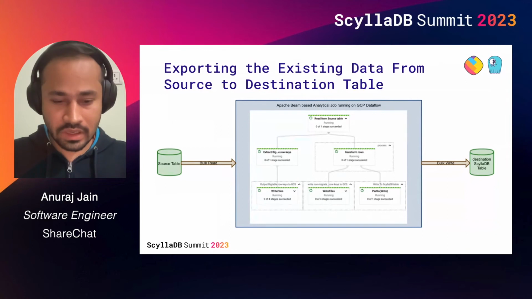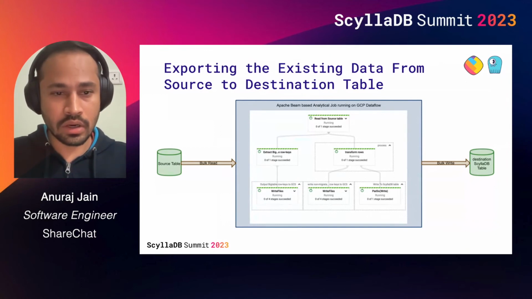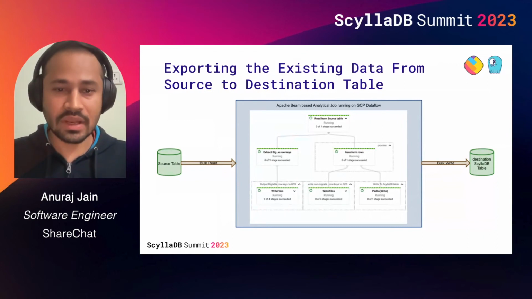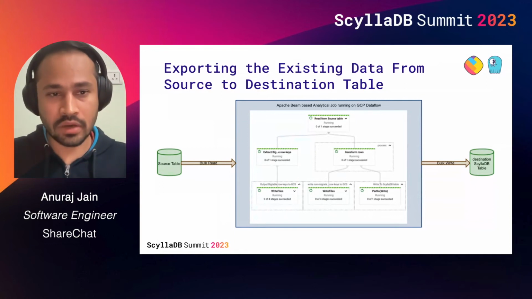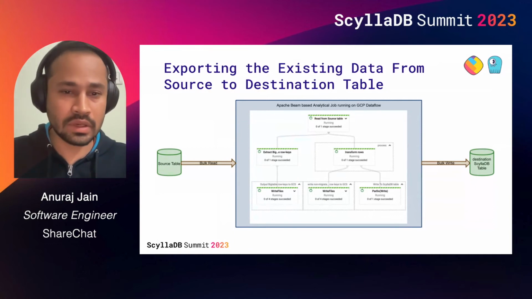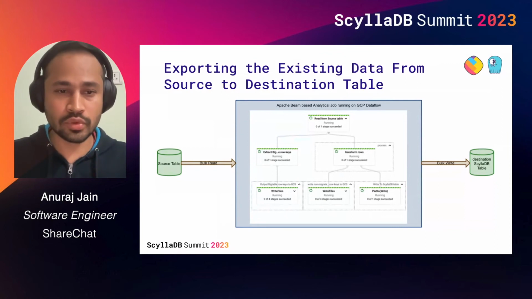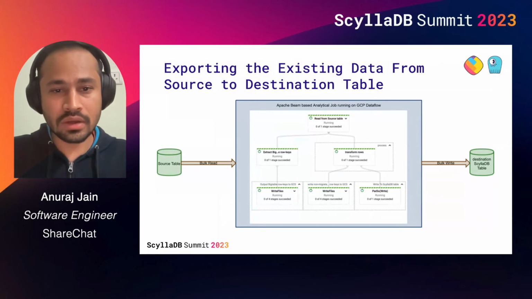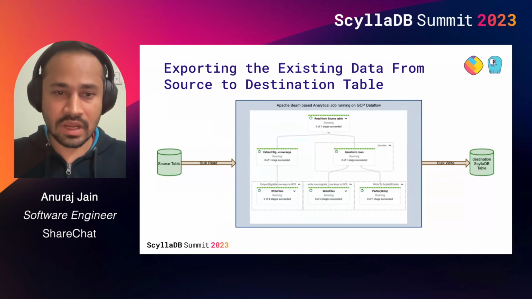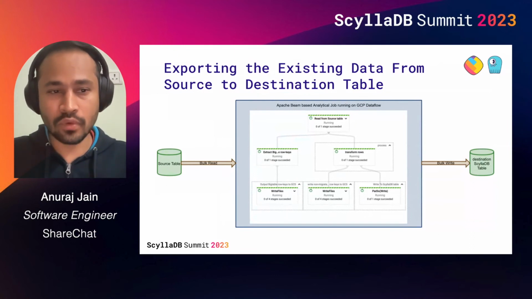Or we directly connect both Scylla and the source DB with an analytical job, which would be reading and parsing that data, transforming it into the data which Scylla understands, and then writing it back to ScyllaDB. So we chose a path where we will do this in a single job, so that it becomes more cost effective and more reliable towards our data transfer. So we actually chose to go with an Apache Beam programming model based analytical job, which can run on GCP Dataflow.